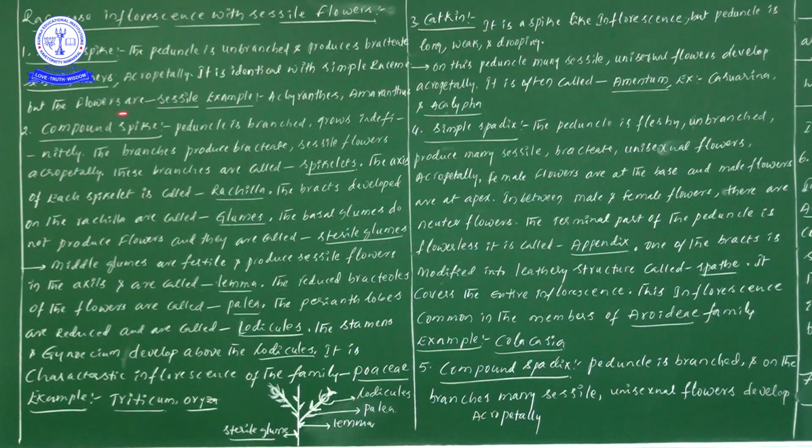So it is identical with the simple raceme, but the flowers are sessile. That is the main difference. The best examples where we can see this kind of inflorescence are Achyranthes and Amaranthus.